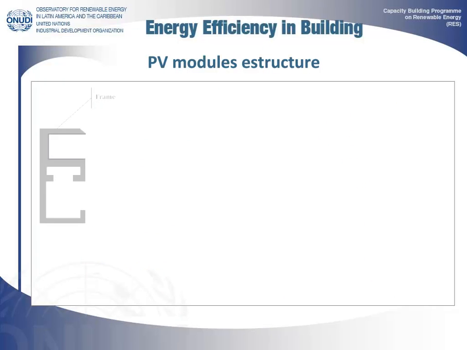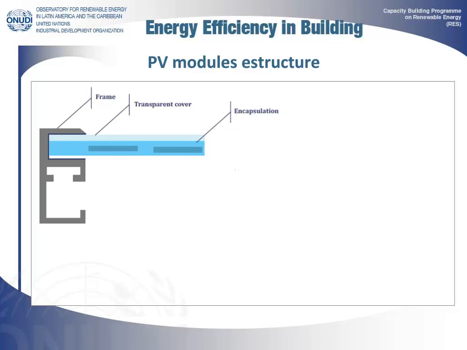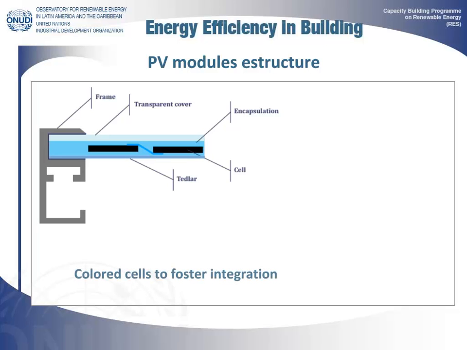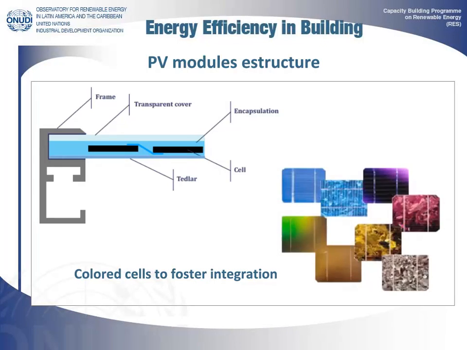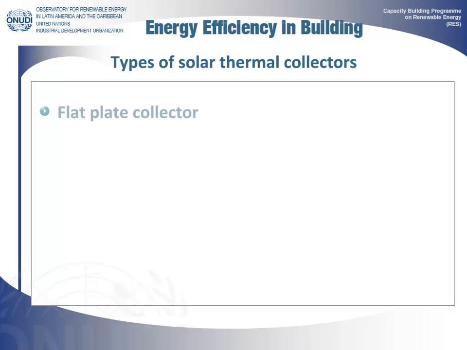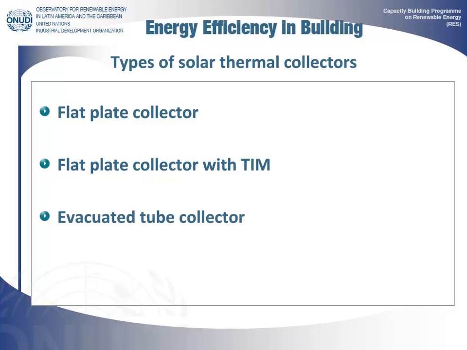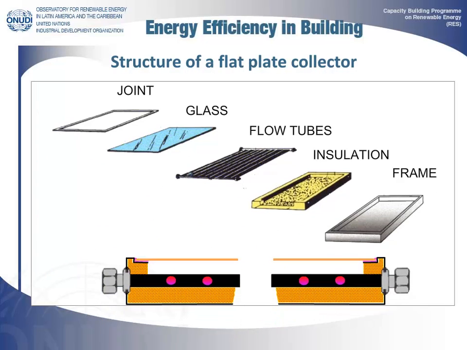In the upper left figure, we see the usual structure of a photovoltaic module. Different kinds of cells, with several colors and levels of transparency, are used to foster integration. Several examples are shown in the bottom right figure. In the field of solar thermal collectors, the main types are flat plate collectors with TIM, evacuated tube collectors, and CPC. This figure shows an example of a plate collector with its different components.